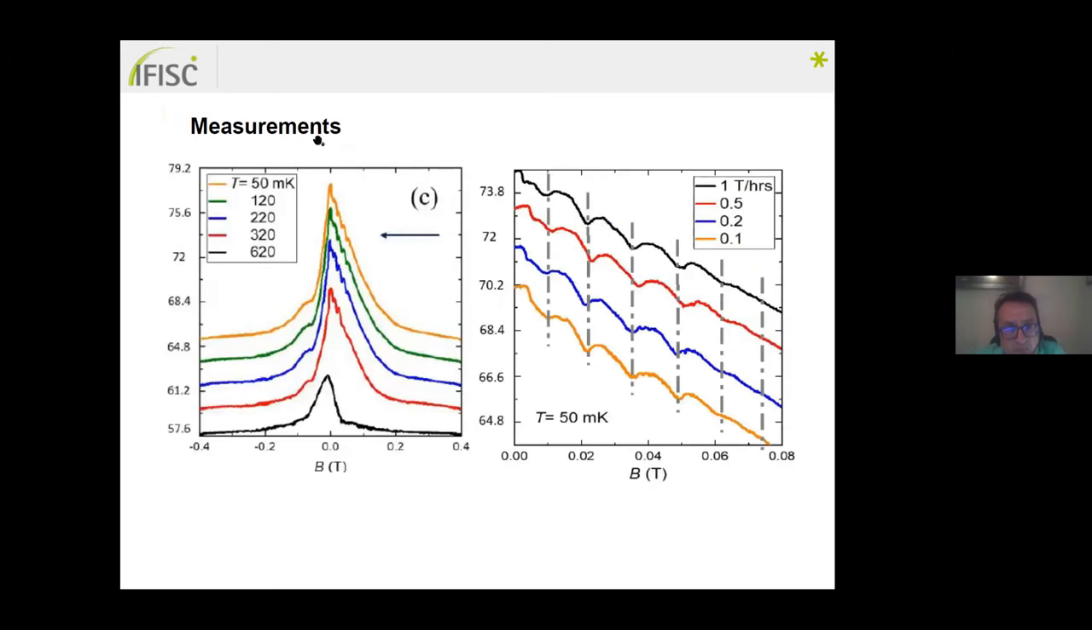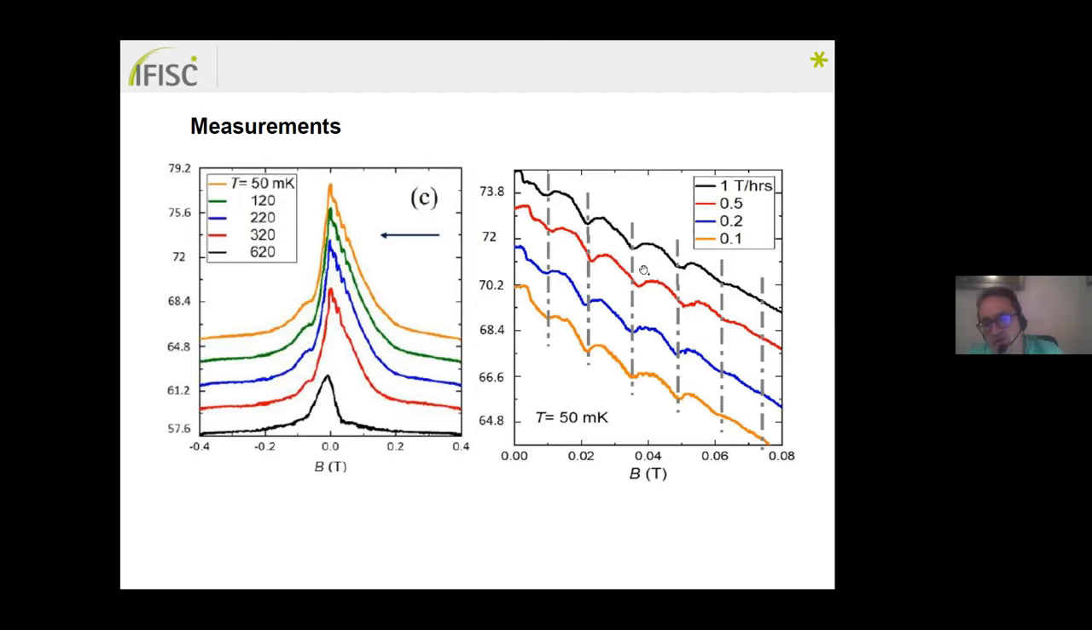These are the results of the measurements. We see the conductance as a function of the magnetic field for decreasing temperatures. The different colors are for decreasing temperatures. We see how, at low magnetic fields, there are oscillations which occur at rather low values of the magnetic field that are in qualitative agreement with the expectation from the topological transitions at low magnetic field. On the right panel, we see a zoom of this low field region, and we see these dips of conductance, and they are quite robust and reproducible.